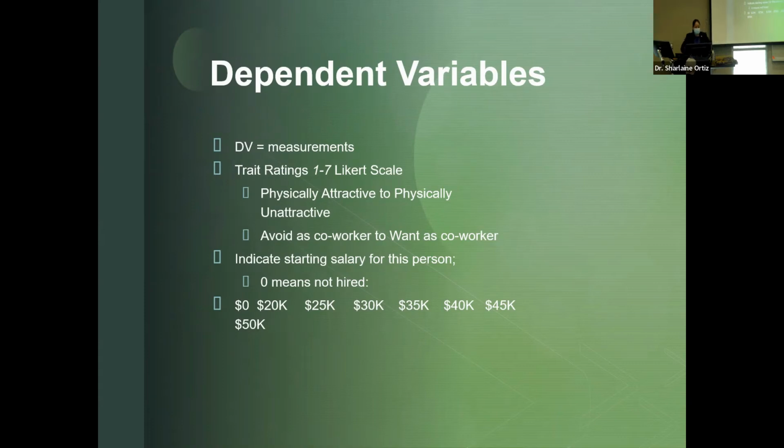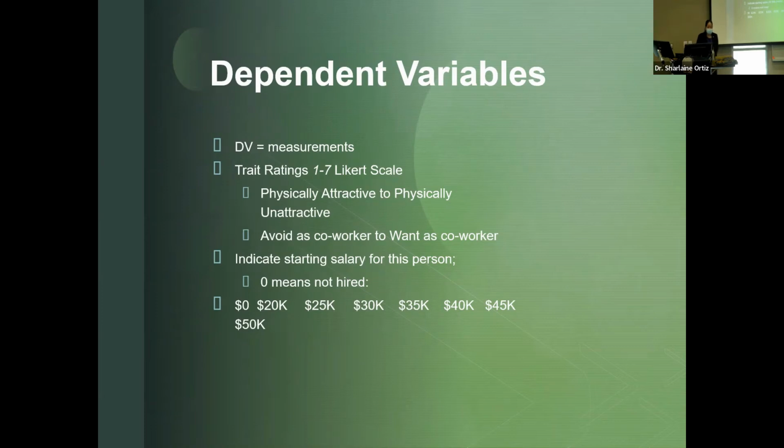So think about in regards to physical attractiveness and the person being physically unattractive. And we're going to rate this person in regards to a Likert scale. Some people call it Likert, some people call it Likert. And I think that's one of the biggest debates that we have in our field because no one can come into an agreement as to how exactly to pronounce it.